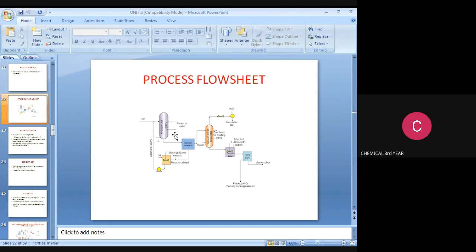In this decolorizer, for oil decolorization, we are using fuller's earth and carbon, and then it goes to filtration. In this filtration the waste solids are removed and the oil is collected. That oil is the product oil, or partially hydrogenated oil. This is the oil hydrogenation process flow sheet.